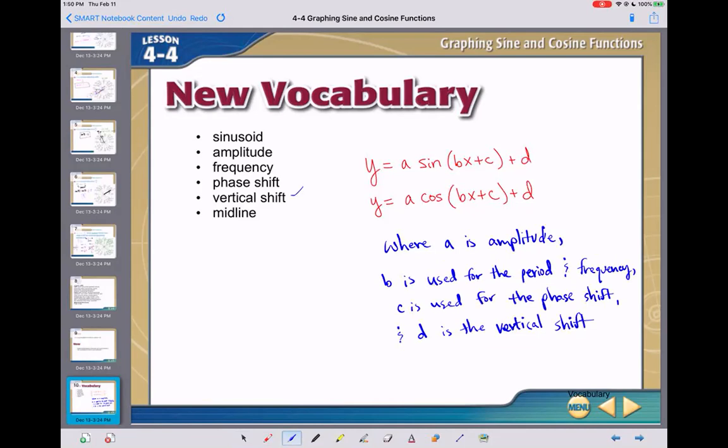So notice the words I wrote down. I wrote vertical shift, phase shift, frequency, amplitude. Sinusoid is all this is, a sine or cosine graph with transformations. That's all it is. Okay, a midline is just the middle of the graph. It's like the x-axis. It's the middle of the graph. Okay, so there's your notes.